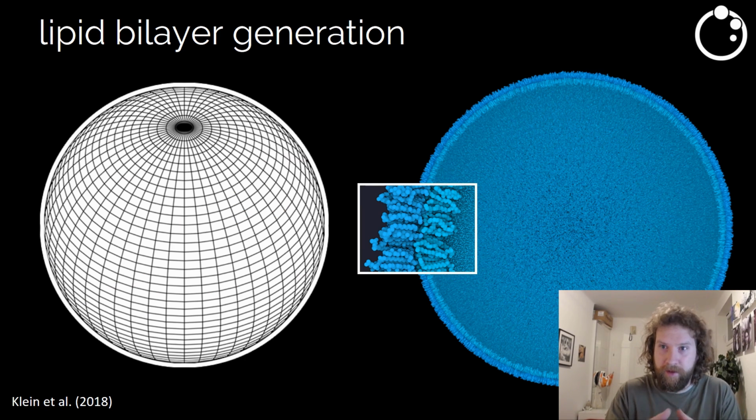So lipid bilayers are membranes which enclose cells and viruses, and they are made of two sheets of lipid molecules. Essentially what they are doing is keeping the fluid inside and the fluid outside separate.